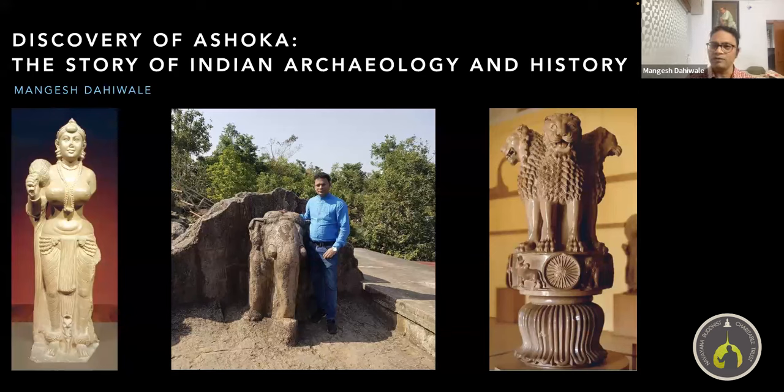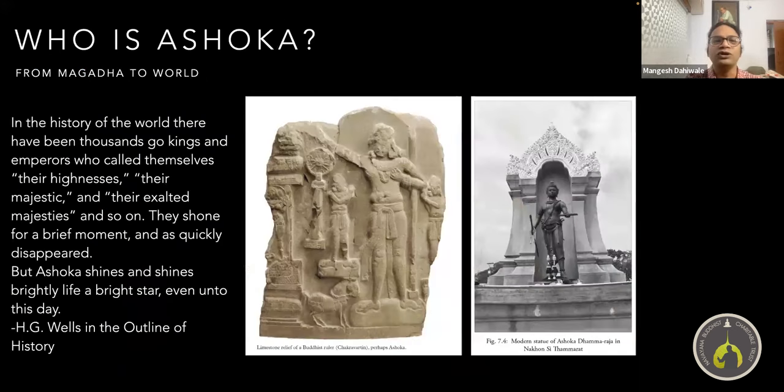Remarkably, this is only half an elephant, and the majority of the elephant is buried in the rock. It is not yet sculpted. So it also symbolizes form and formlessness. It's a very special monument which has been handed over to us by history. So with this brief preface, I will move on to knowing who Ashoka is.